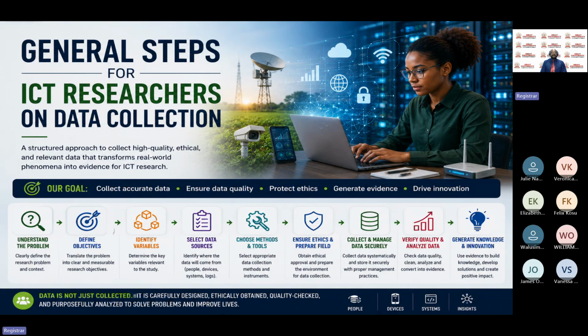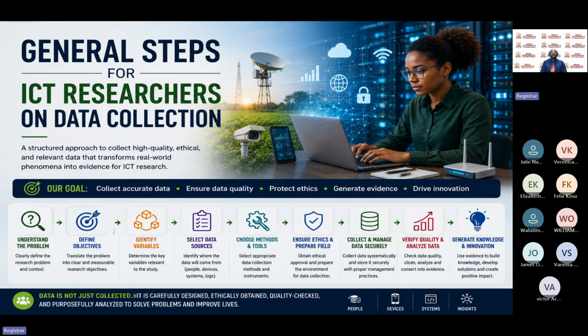So today we are going to have a structured approach to collect high quality, ethical, and relevant data which comes with the real world phenomena for ICT researchers. But the good thing is that this is also helpful for non-ICT researchers. Nowadays, for all researchers, the fundamental thing is that we work with computers for our presentation and data analytics, so your research can be transformed into an ICT framework.